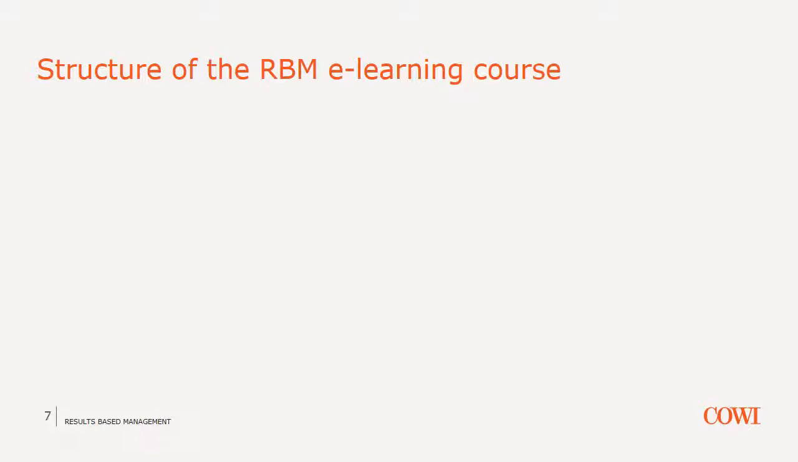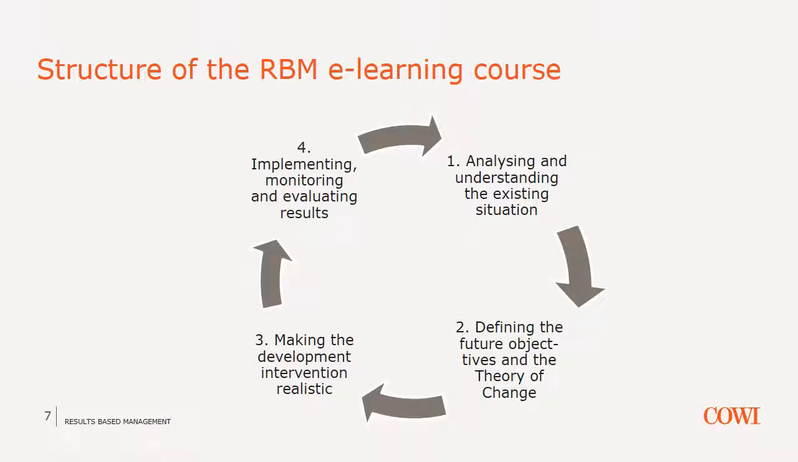So, the structure of our e-learning course on results-based management follows these four main elements. So the first module will be on analyzing and understanding the existing situation. Second module will be on defining the future objectives of the theory of change. Third module is about making the development intervention realistic. And then finally, the fourth module is on implementing, monitoring, and evaluating results.